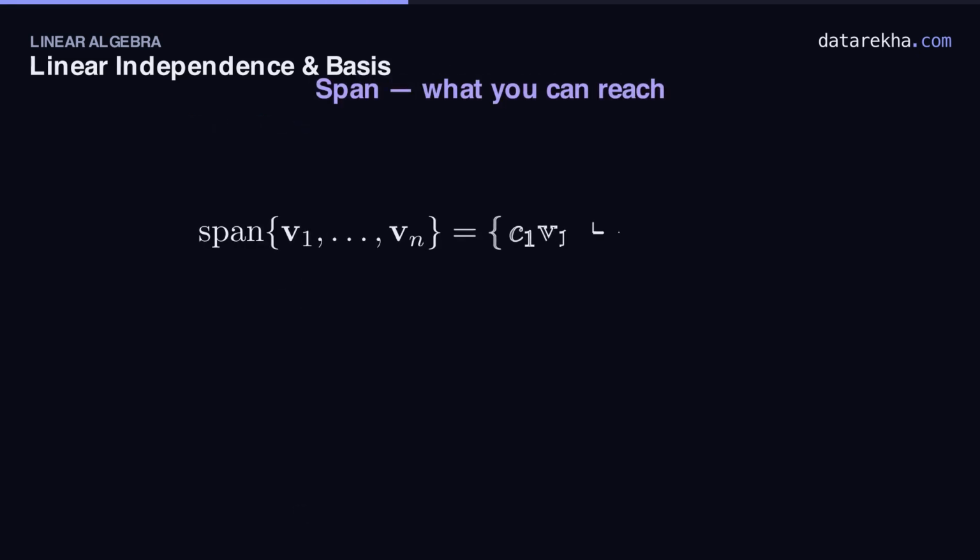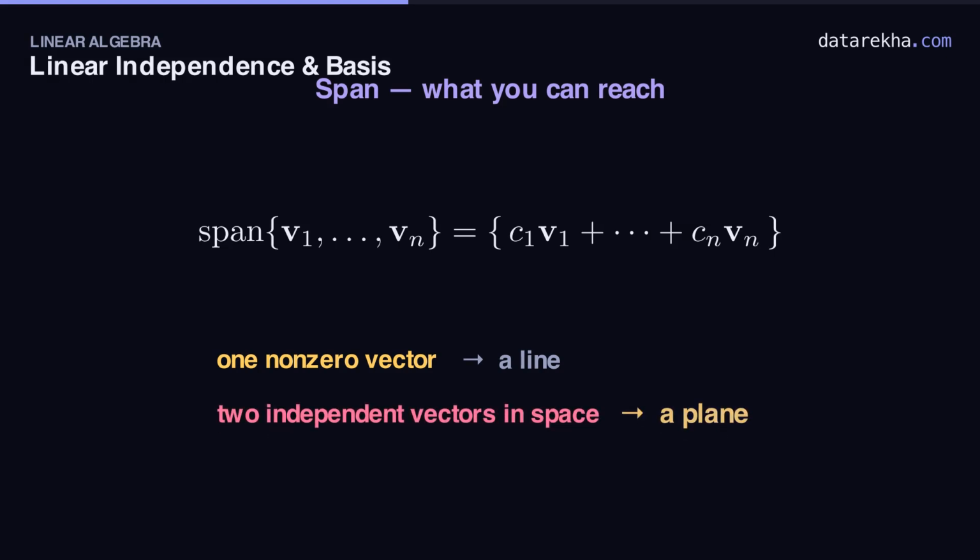That reach has a name. The span of a set of vectors is the collection of every linear combination you can form from them. Every point you can possibly reach. One non-zero arrow, scaled every which way, sweeps out a single line through the origin. 2 arrows pointing genuinely different ways fill in a whole flat plane, and 3 arrows, each reaching into a truly new direction, sweep out all of 3-dimensional space.